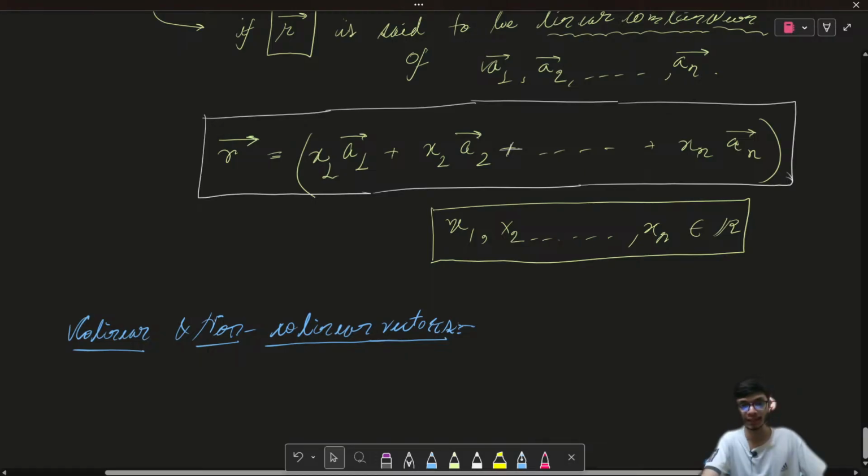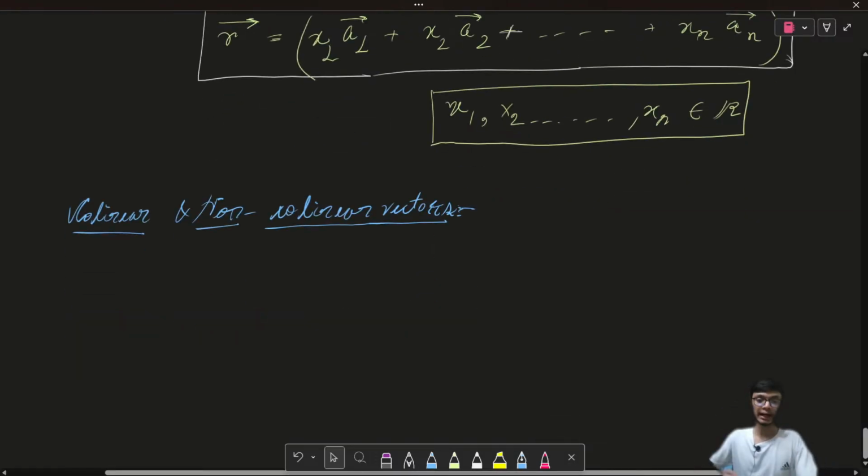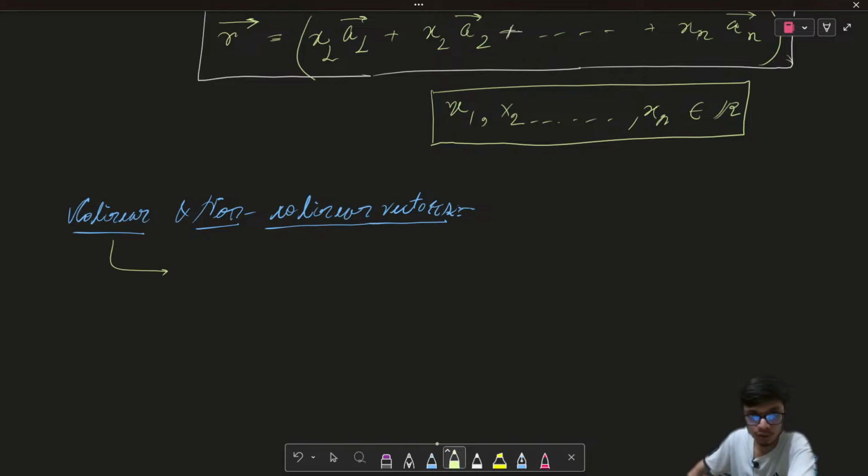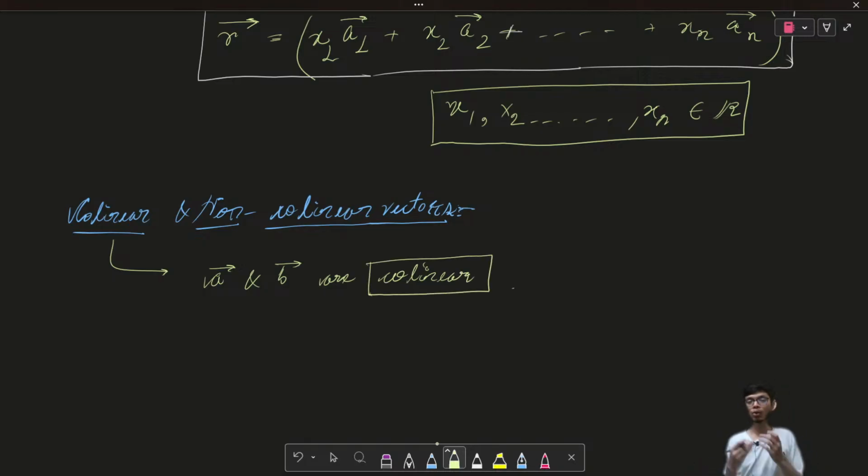So let us say I have two vectors, a vector and b vector, which are given to us as collinear, right? Now, what is the basic definition of collinearity? If I have two points which are collinear, they will definitely lie on the same straight line. Similarly, if I have two vectors which are collinear, they are going to lie along each other and have the same direction, right?